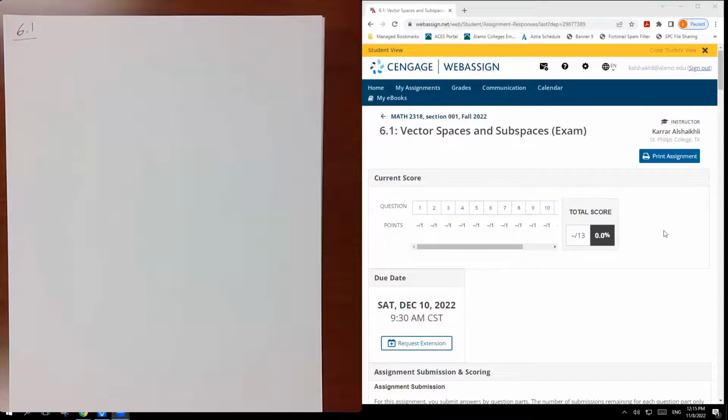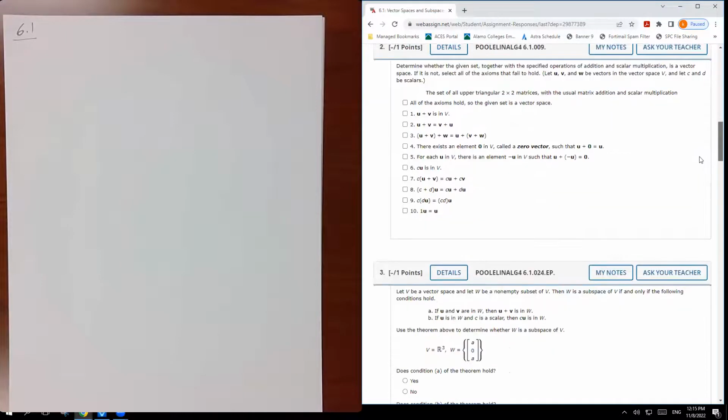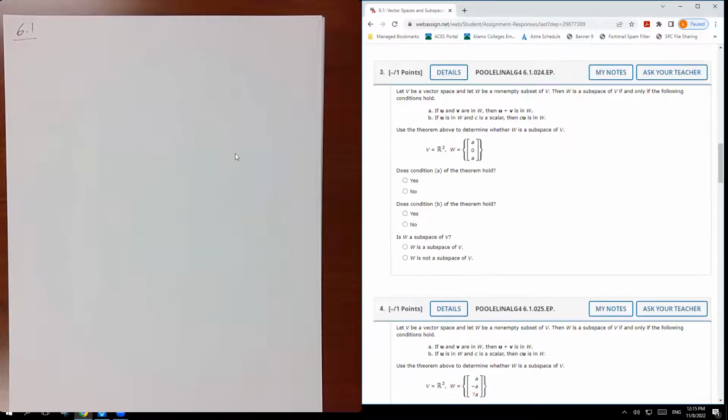So let's start with section 6.1. Solve these examples. I'm not going to do example 1 and 2. Let's jump to the third one, which is here on this example.